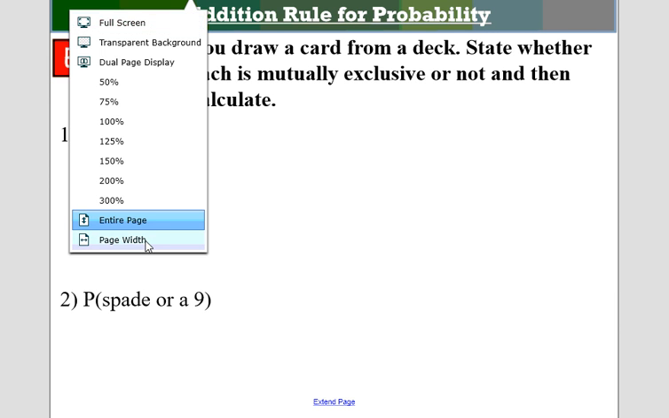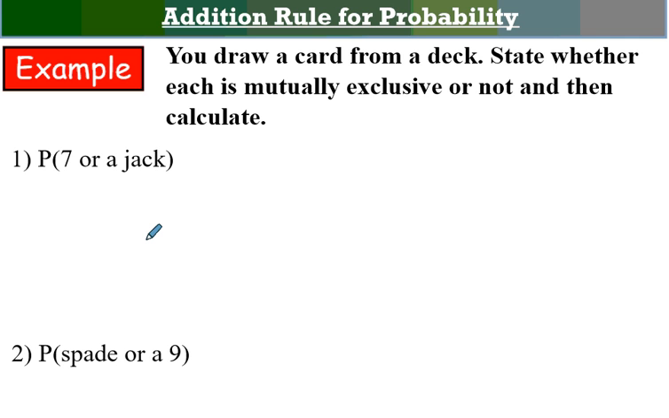We're going to work just on calculating those. So you draw a card from a deck, state whether each is mutually exclusive or not, and then calculate. So probability of getting a 7 or a jack. Well, I can get a 7 and I can get a jack, but there's no such thing as the 7 of jacks. And so these two events are mutually exclusive. So there is no overlap. Probability of 7 plus the probability of getting a jack.